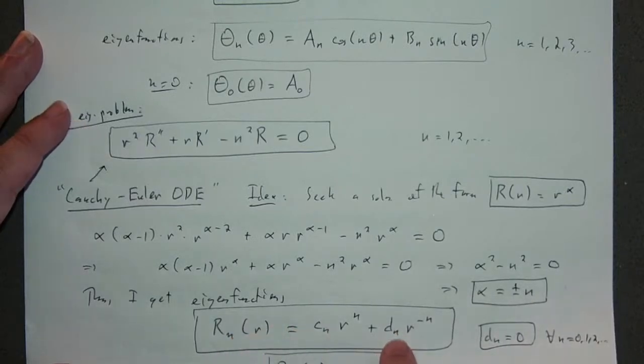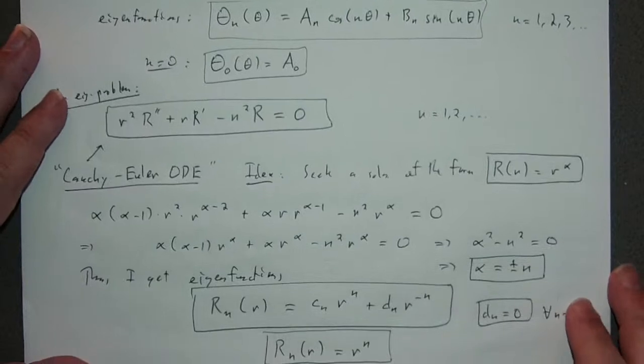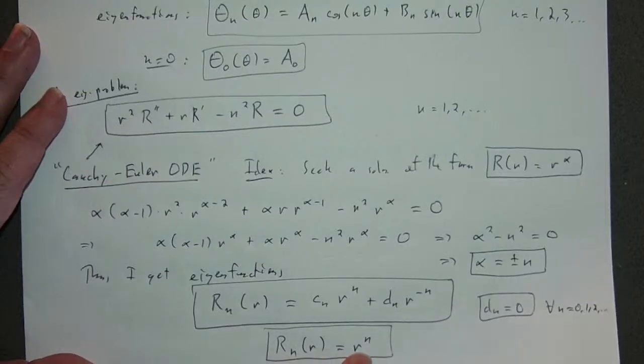Well, if d sub n is taken to be anything other than identically 0, then this term is going to cause this to blow up. So if r is equal to 0 here, this is going to blow up. If we look at the n equals 0 case where I would get a log out of this, it would also blow up at 0. So I need to take d sub n equals 0 for every choice of n. Right, 0, 1, 2, 3, 4, and so on. So every choice of n, this d sub n is 0, so that my eigenfunctions for r look like this. They're r to the n.